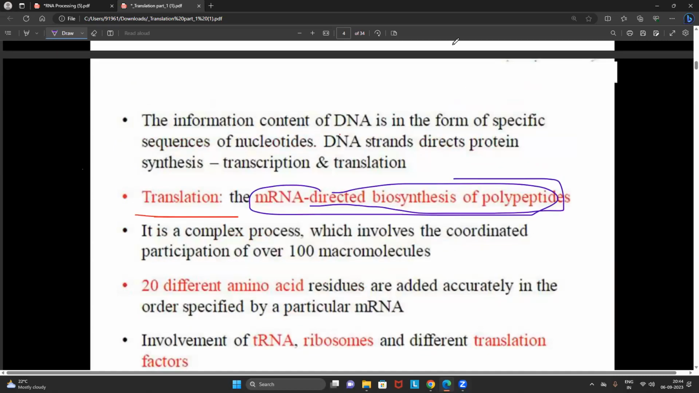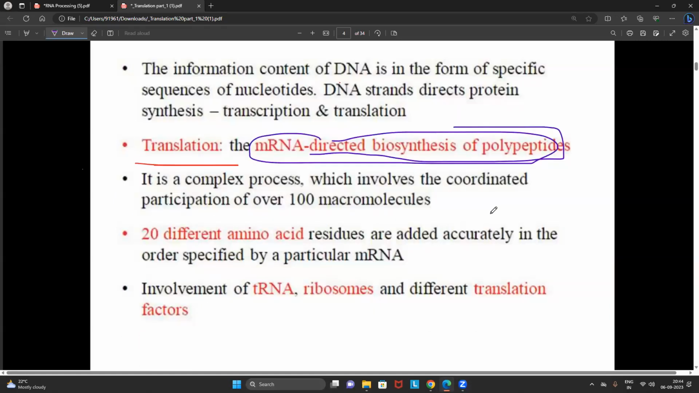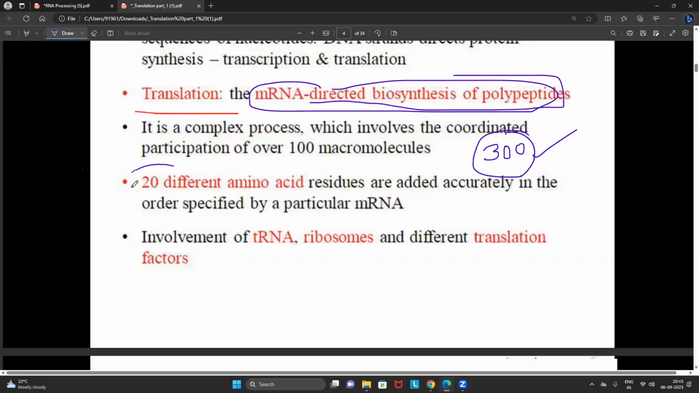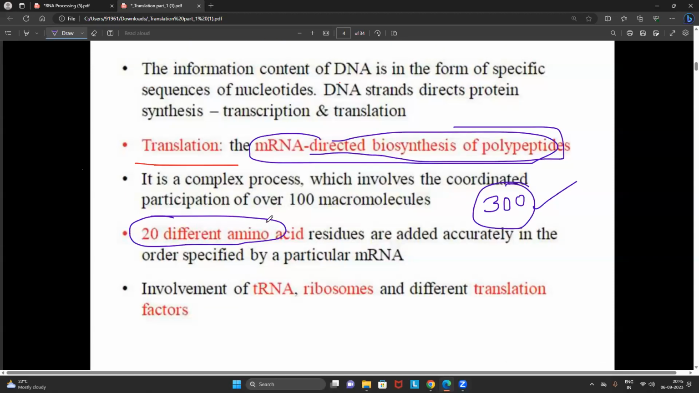Now, what's the interesting point? You all commonly know that in nature there are more than 300 amino acids present. But what's the interesting point? Out of the 300 amino acids present in nature, we use only 20 amino acids in order to synthesize protein. I can say all proteins can be coded by 20 different amino acids only.